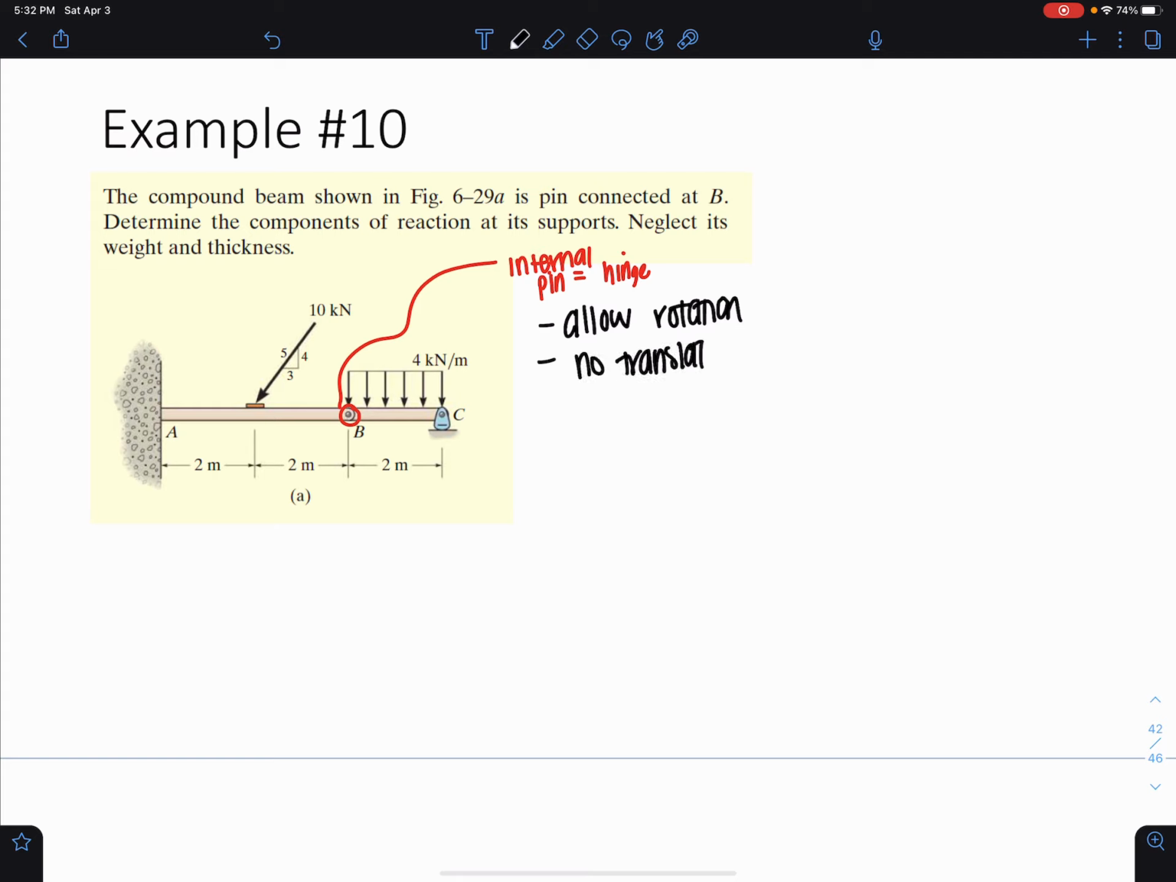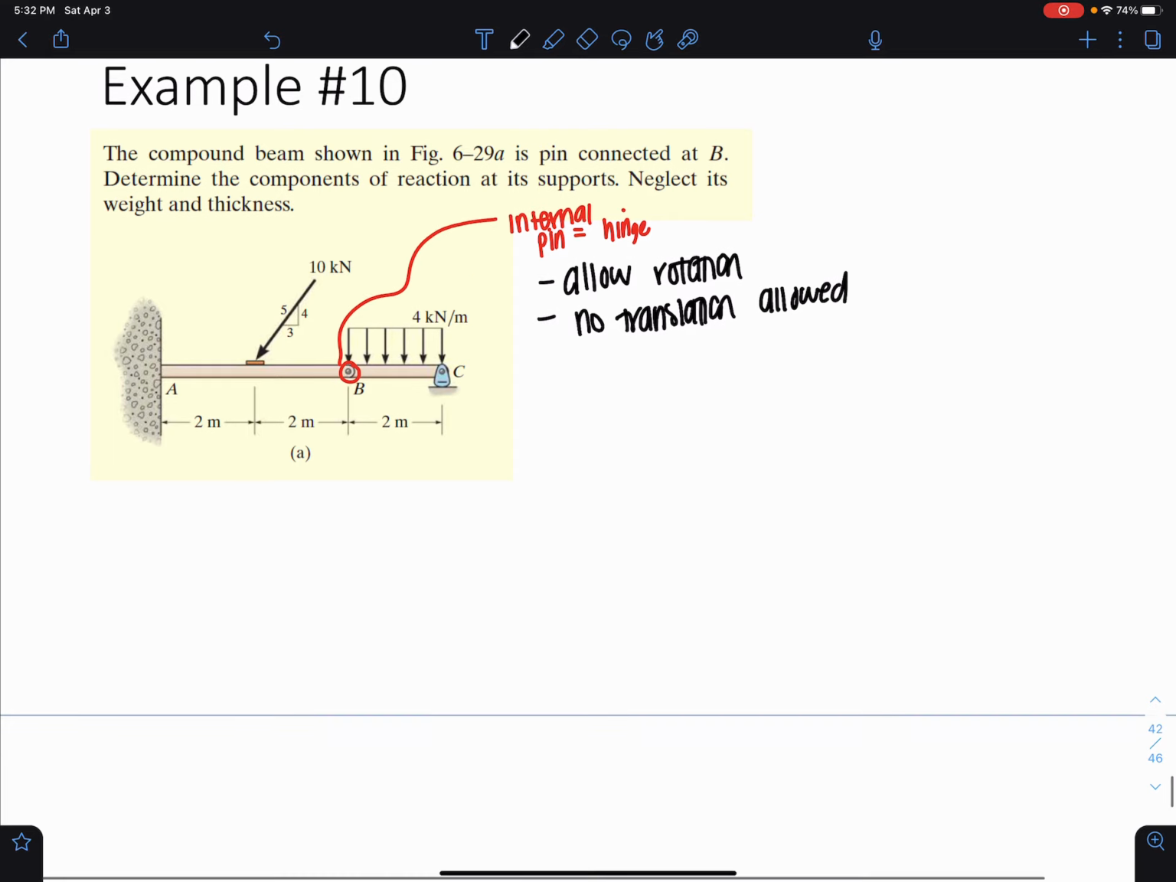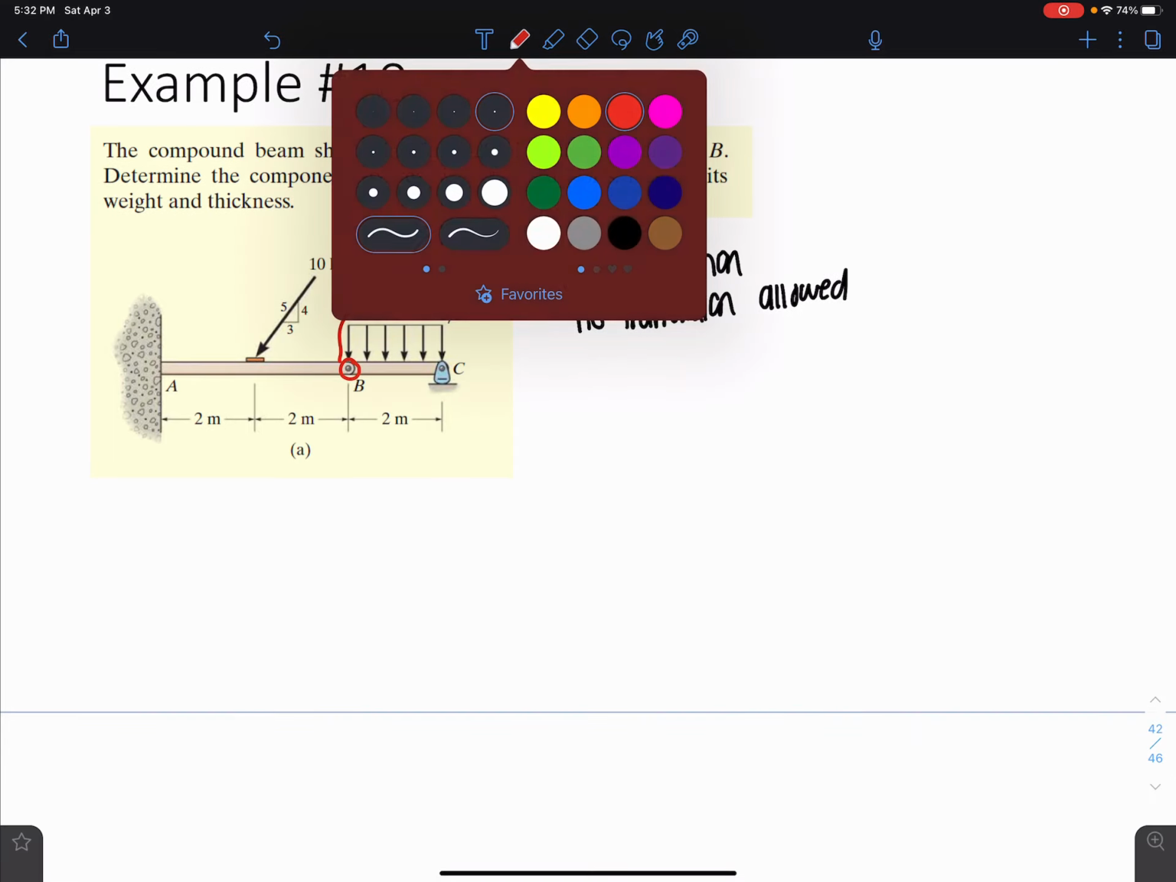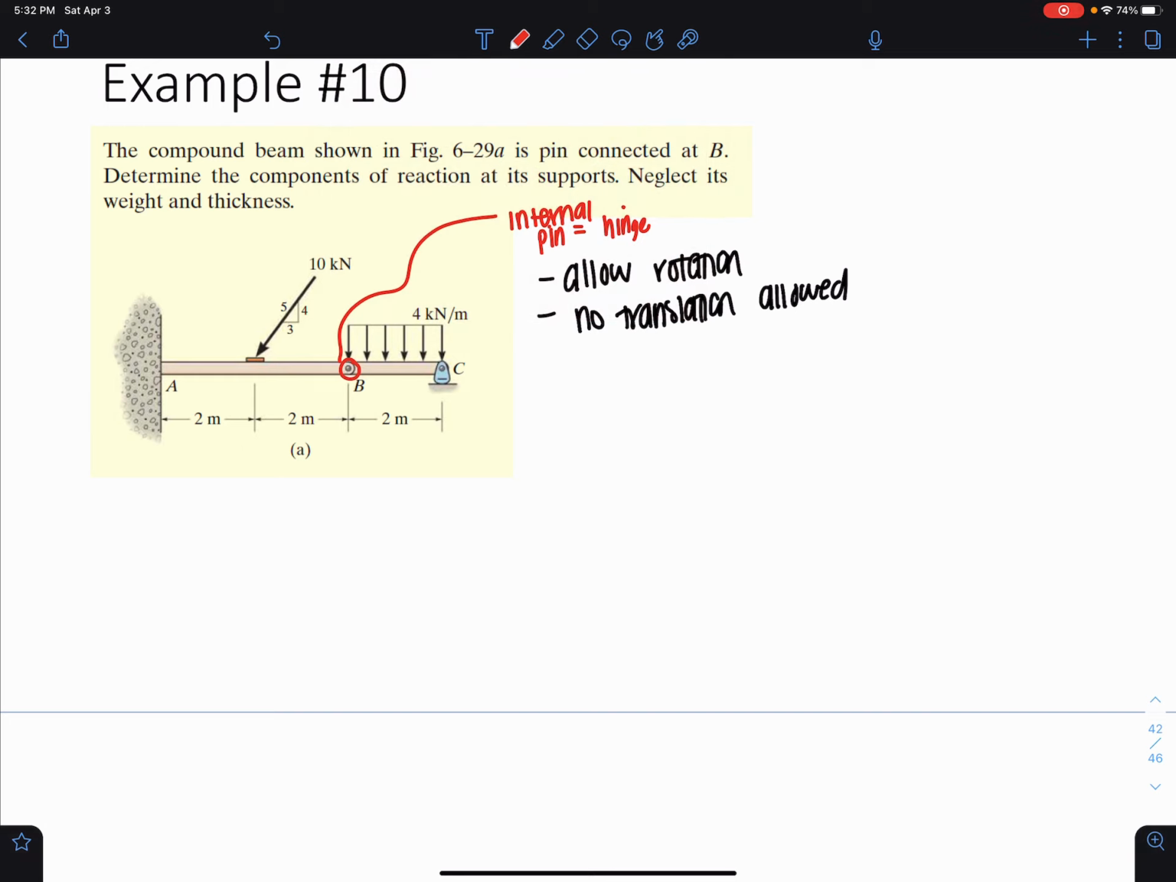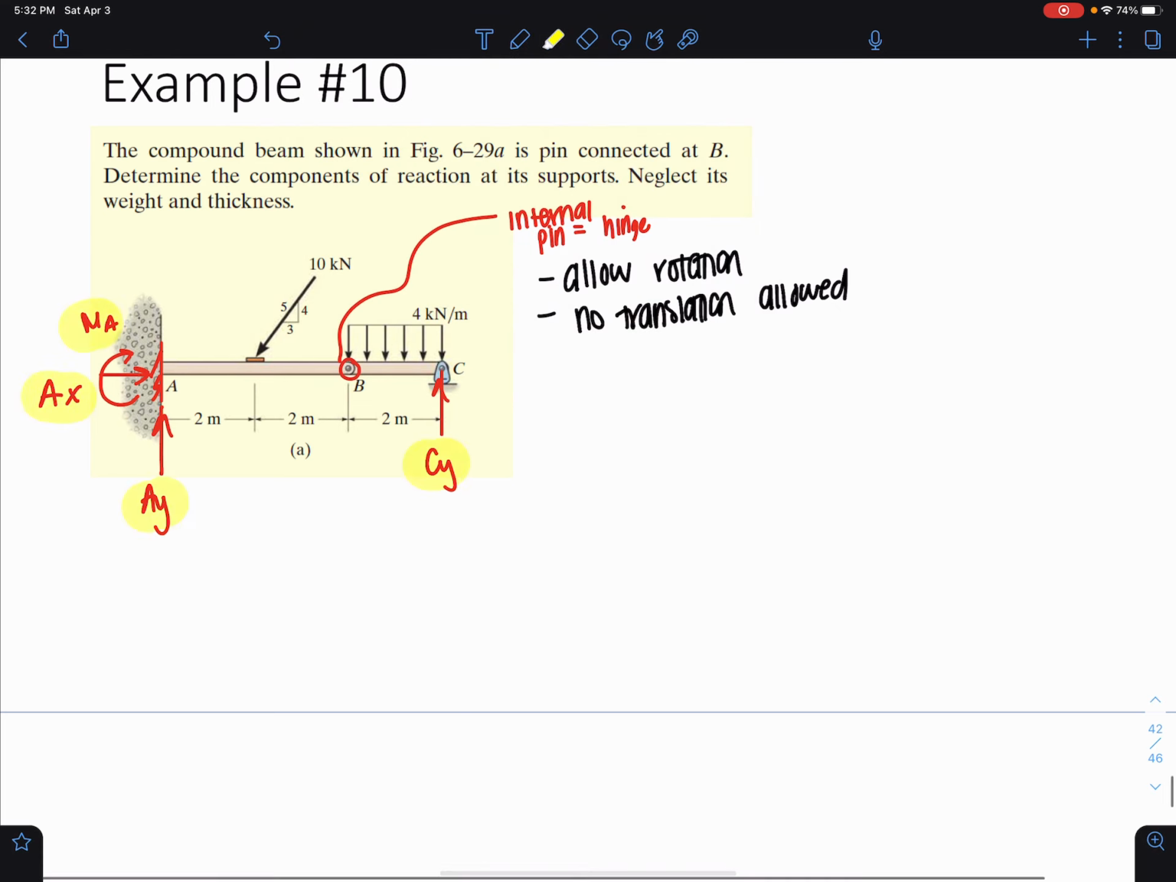Okay, and just by looking at this system here, if I were to draw the FBD, let's go ahead and do that. I have a fixed support at A, which means that I have three reactions here at A. I have an AX, I have an AY, and I have a moment, which means I can't rotate and I can't translate, okay? I also have CY here. So if I don't want to break up the system, right away I can see I have four unknowns.